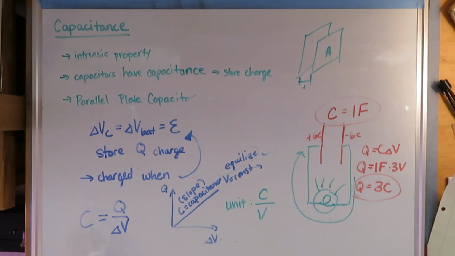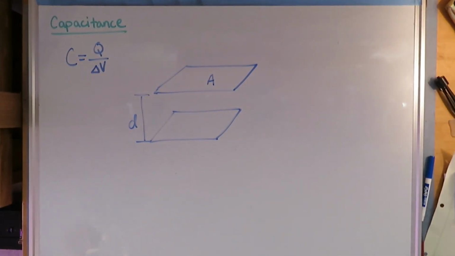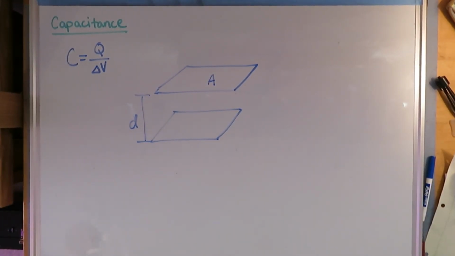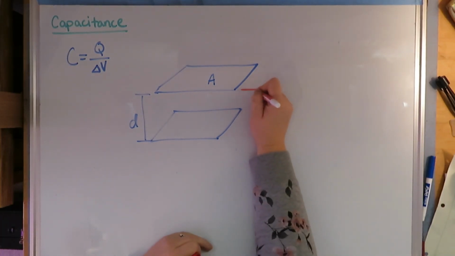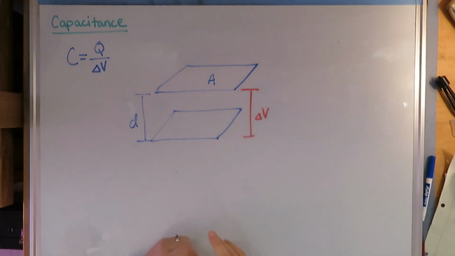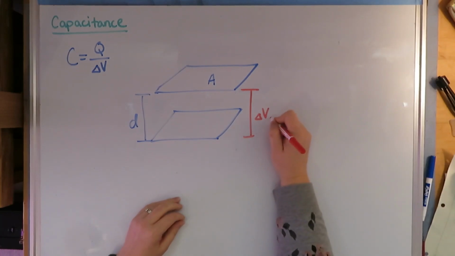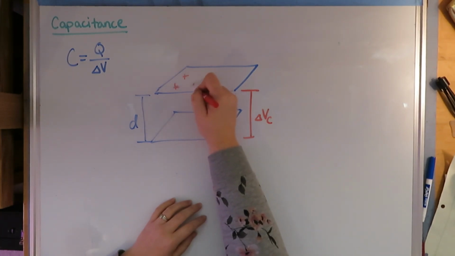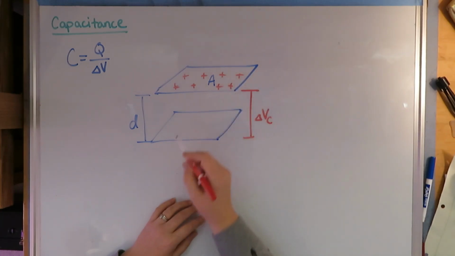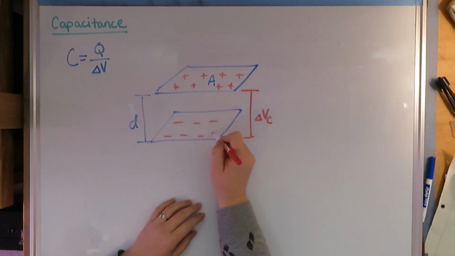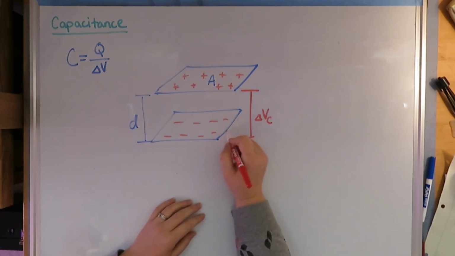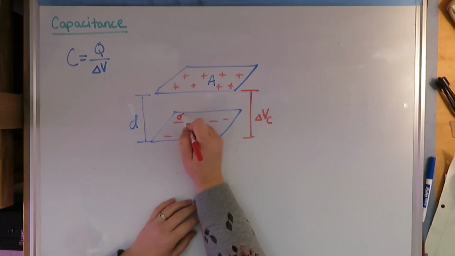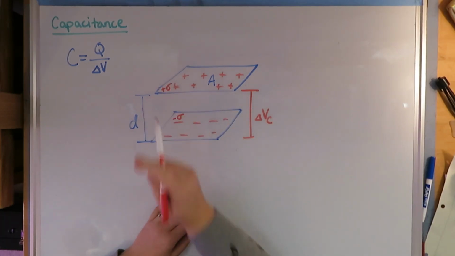So then the question is, what determines the capacitance of a capacitor? Let's say I have this parallel plate capacitor right here, and I charge it up so that it has a potential difference between the plates equal to some value, I'll call it delta VC for the capacitor. It's done that by putting a positive charge on, say, this top plate, and an equal negative charge on the bottom plate. So this bottom plate has a charge density of negative sigma, and this has a charge density of positive sigma.